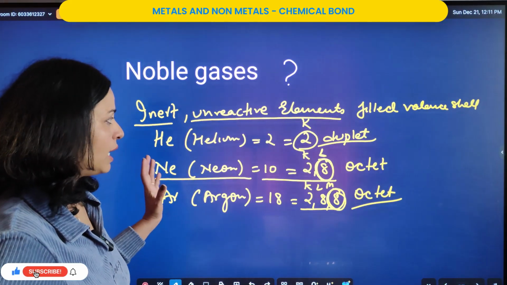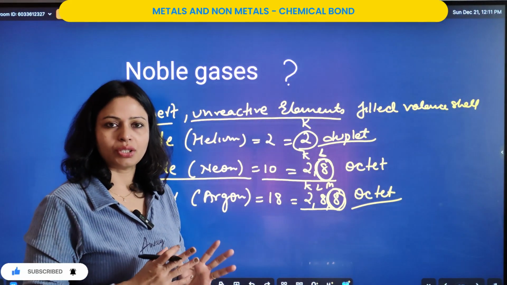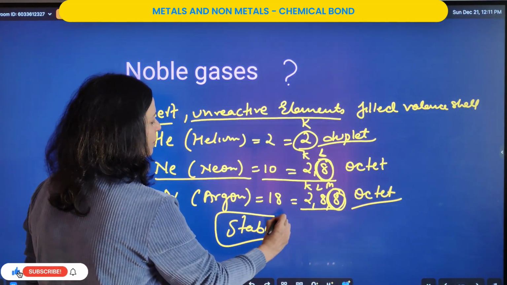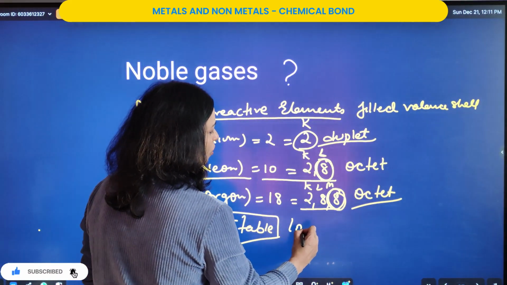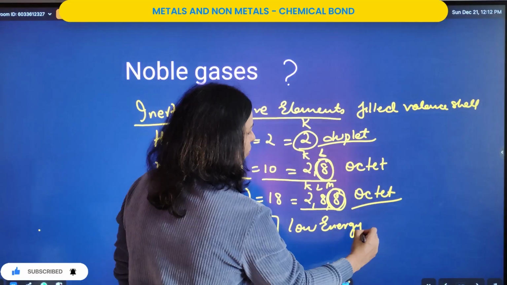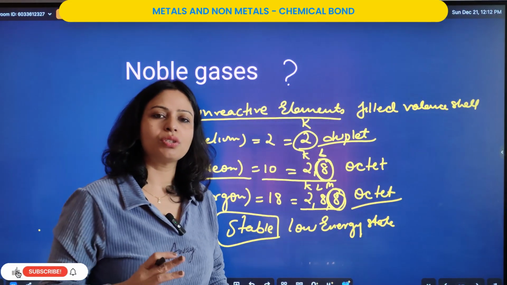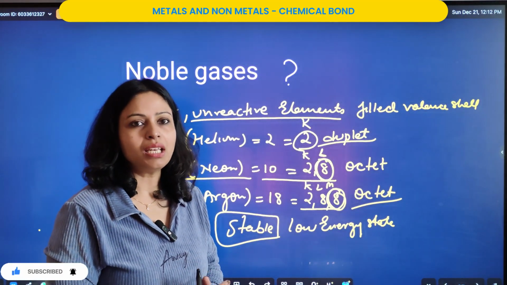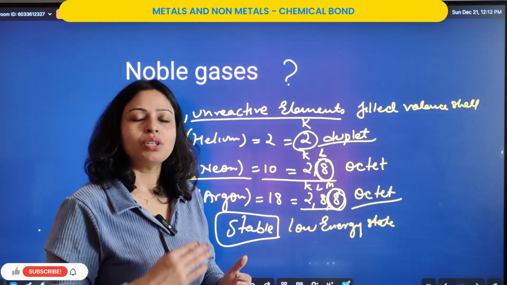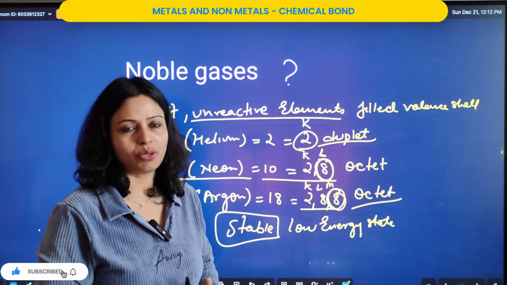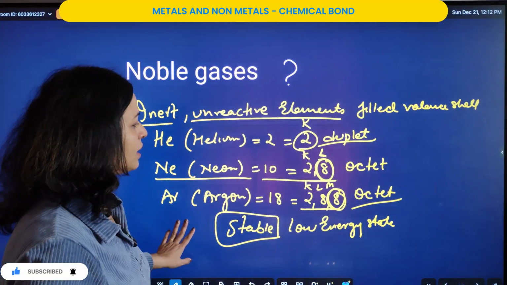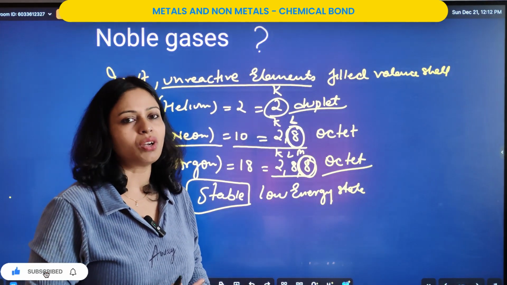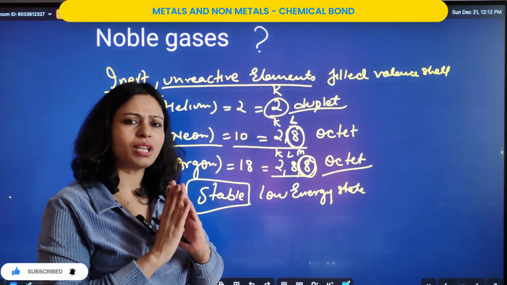So these noble gases have a complete outermost shell of electrons and are considered stable, because when they have a completely filled outermost shell, they are in a low energy state. Nature says that everything should be in a low energy state, like a ball rolling down a hill, or water flowing down. Everything wants to come to a low energy state, which is considered a stable state. So since the outermost shell of noble gases is complete, they don't have to gain or lose electrons. They are stable, and they don't react with anything.